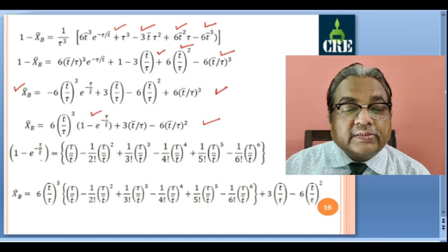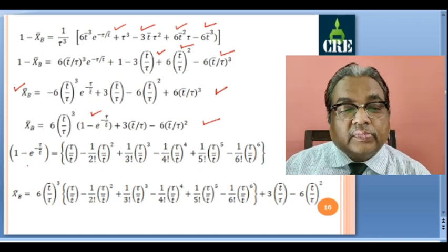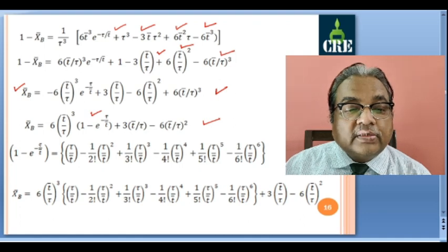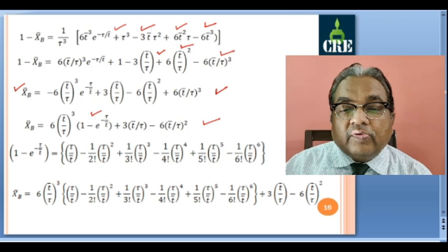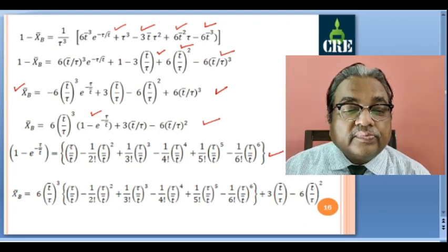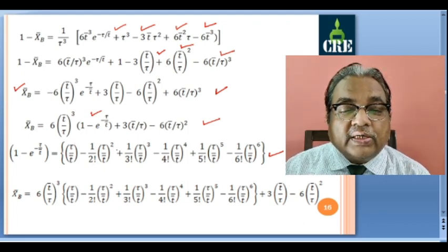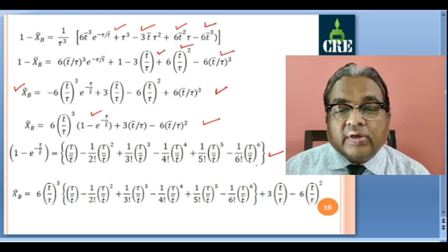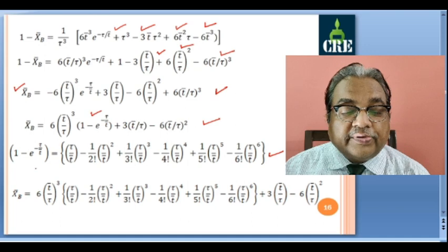Now like the earlier case, I write the expansion for 1 minus e raised to minus tau by t bar. This we have done; I will not explain it again. You can refer to the last lecture. So this becomes tau by t bar minus 1 by 2 factorial, tau by t bar square plus 1 by 3 factorial, tau by t bar cube and so on.